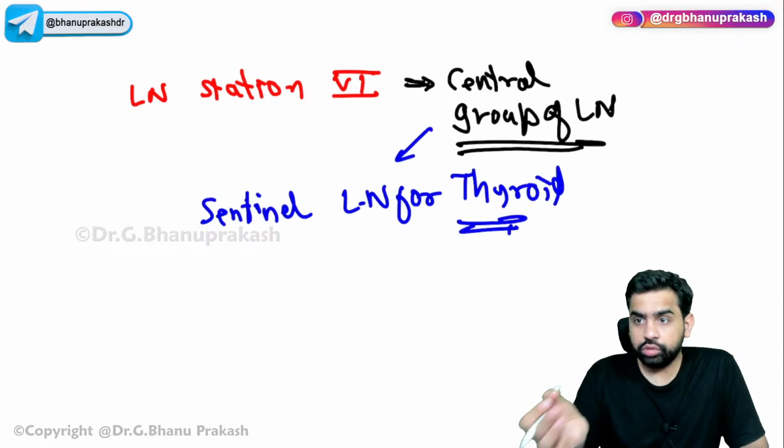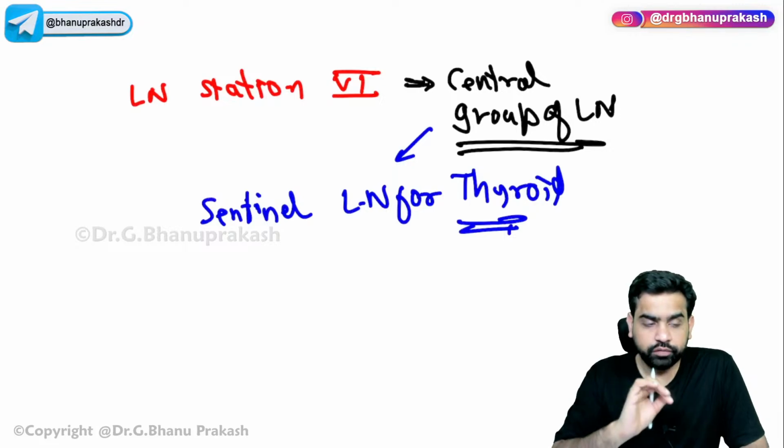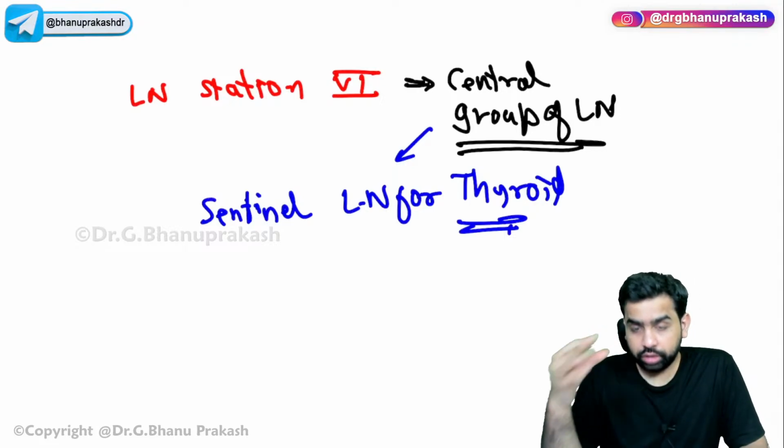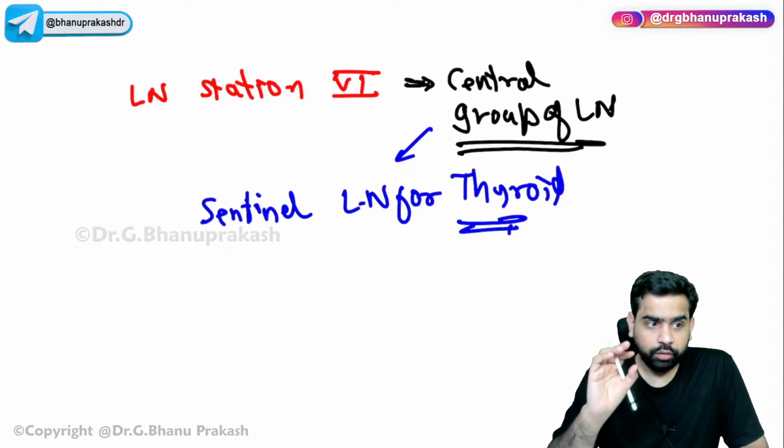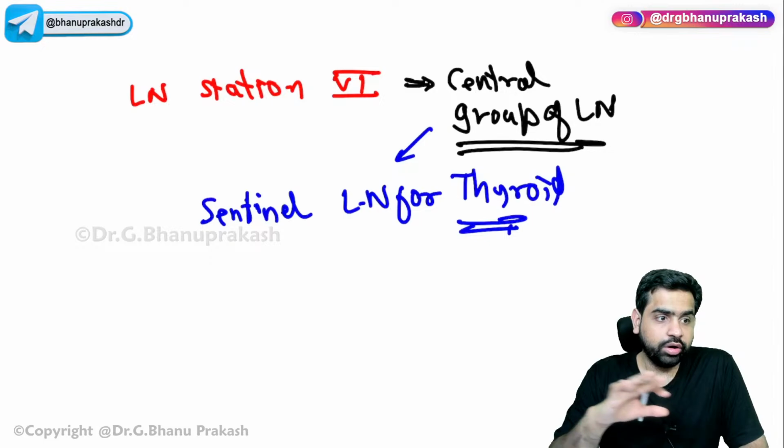That is why, in patients with medullary carcinoma of thyroid, what is the management? What you need to understand is that we get a central group of lymph nodes, so we perform a mandatory central lymph node dissection in patients with medullary carcinoma of thyroid.